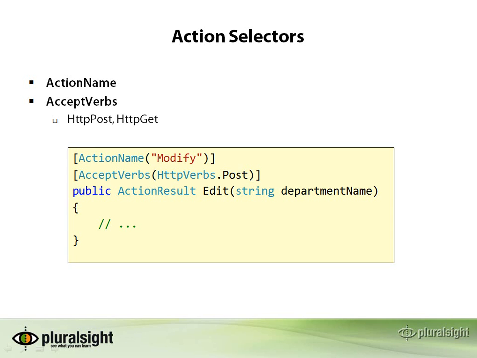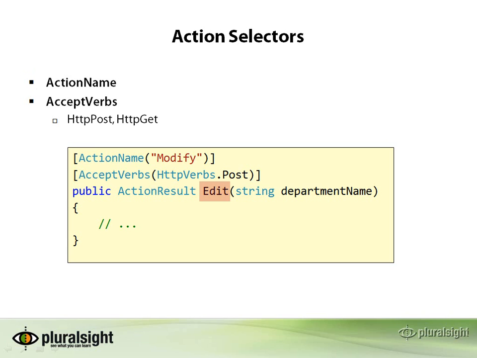When the MVC framework is selecting one of your controller's public methods to invoke as an action, it will use any action selector attributes that might be present to find the correct action to invoke. One such selector is the action name attribute. When you apply this attribute to a controller action, it will specify the action name for this method.